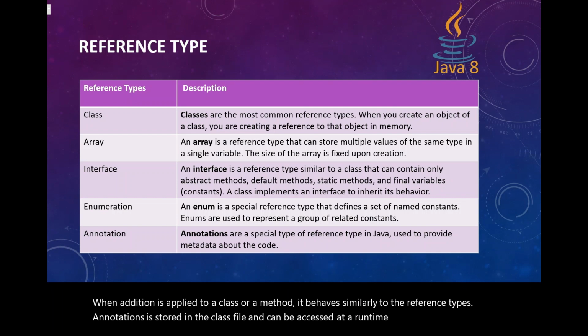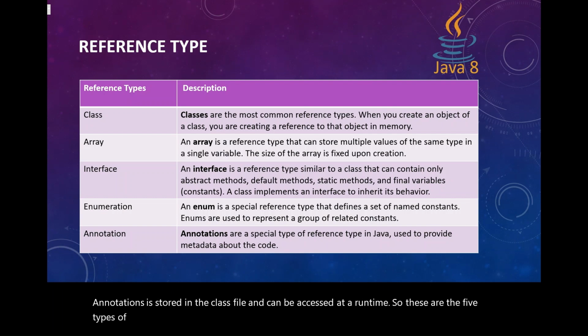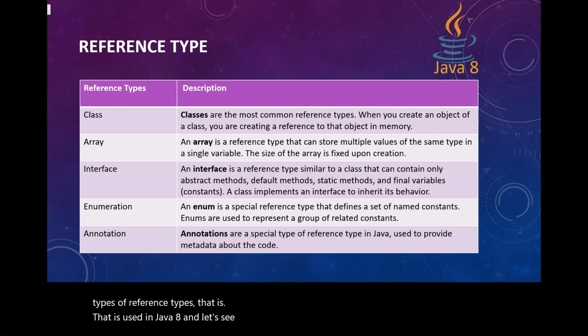So these are the 5 types of reference types that are used in Java 8. And let's see the practical application of the reference types in code.